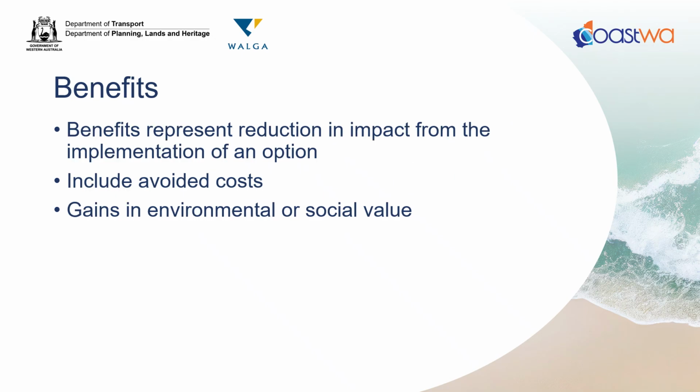The benefits then represent a reduction in impact from the implementation of an option. So providing a beach or reducing how much beach is lost will provide a benefit. This includes avoided costs. It also includes gains in environmental or social value. So using the dune example again, if we can increase the amount of vegetated dune providing biodiversity and habitat, that is an environmental benefit and would be considered in the cost benefit analysis.